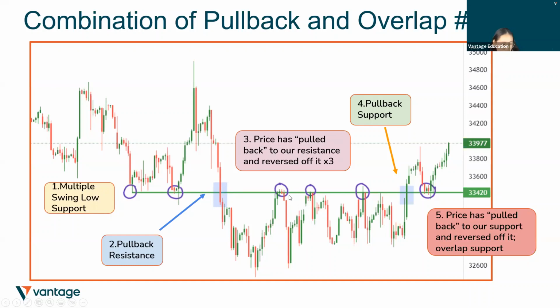Point number 3, now that we see price has reversed off of this level, it is now an overlap resistance. So you can see price has tested this level 3 times before pulling back at this blue highlighted area, and it now becomes a pullback support again. So we can see this 33420 area is a very significant area because price has tested this area multiple times, and it also overlaps with both the bulls and the bears.